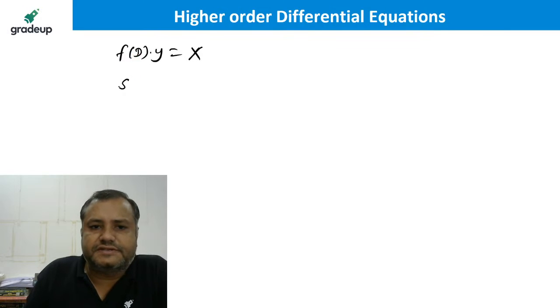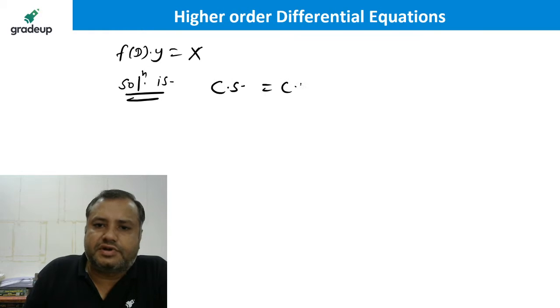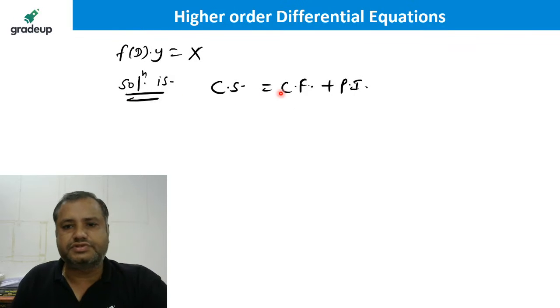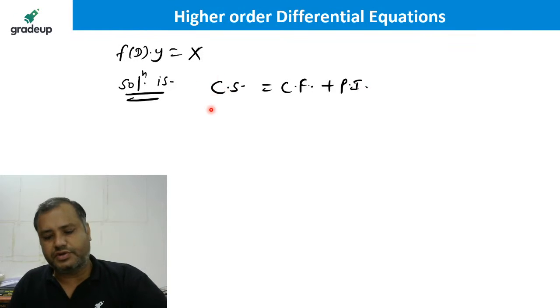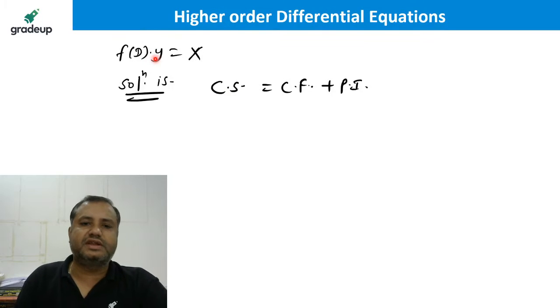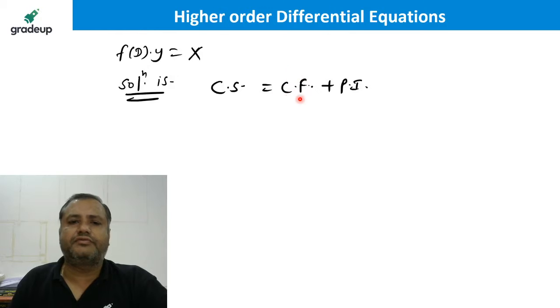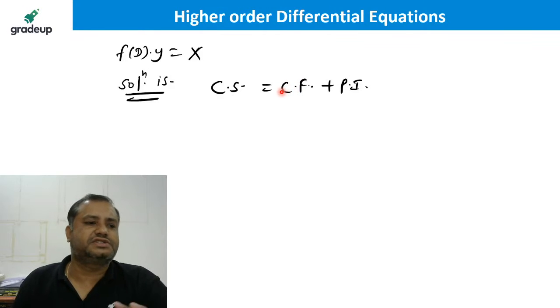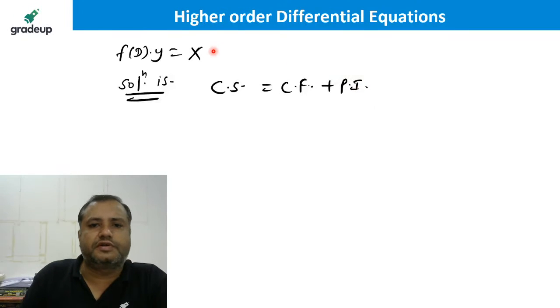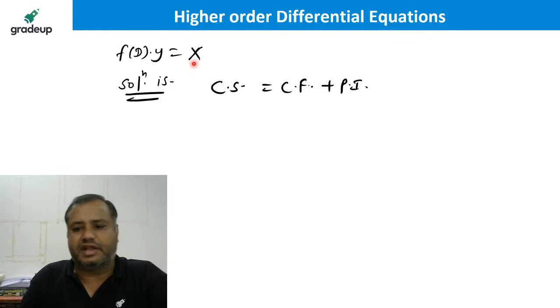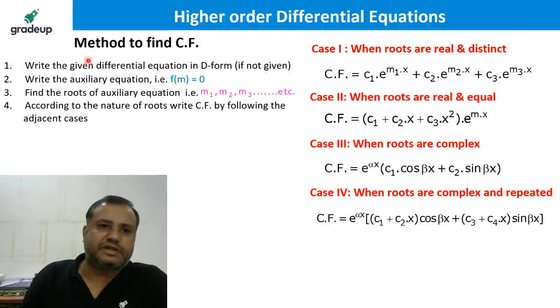So its solution is CS equal to CF plus PI. CS is the complete solution, always denoted by the dependent variable. Here the dependent variable is y. CF is the complementary function. It contains arbitrary constants such as C1, C2, C3, etc. PI denotes the particular integral. It is a part of the solution whose evaluation process depends on the function present on the right hand side, that is capital X. So this is the method to find CF.